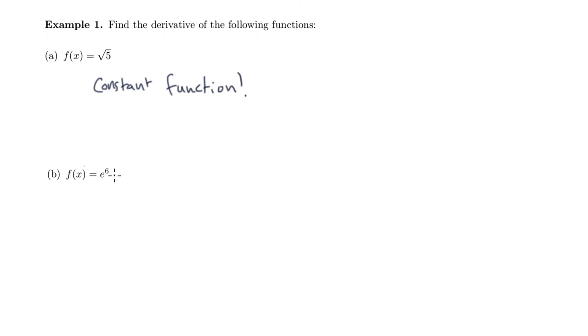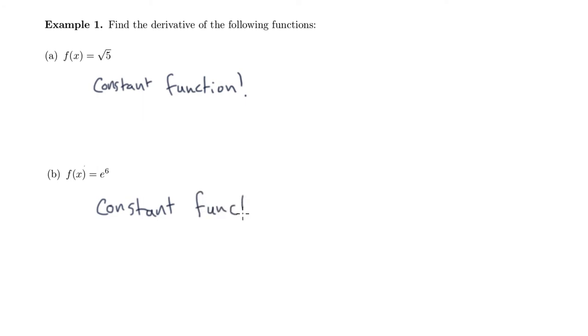Same thing with e to the 6. Now you may be tempted to say, oh okay, the derivative of e to the x is e to the x, so the derivative of e to the 6 should be e to the 6. But no, e to the 6 has no variable, it's just a constant. No matter what the input is, it's always just e to the 6. This is, again, a constant function.